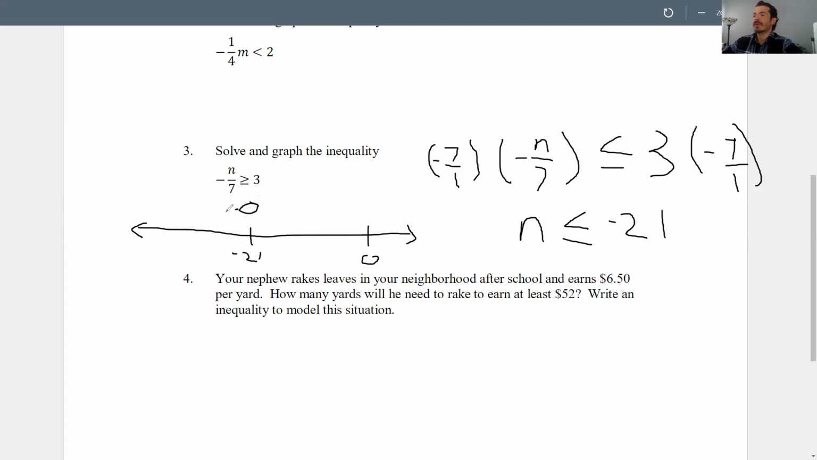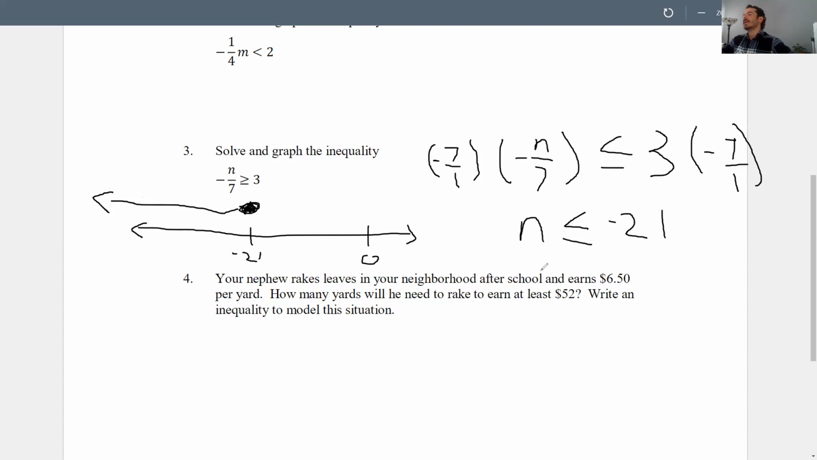Less than, so the arrow is going to go to the left, indicating that any value to the left here is a solution. And now I'm going to color it in. Why am I coloring it in? Simply because the inequality reads n is less than or equal to negative 21, right? What's the "or equal to" part? It's this line right here.